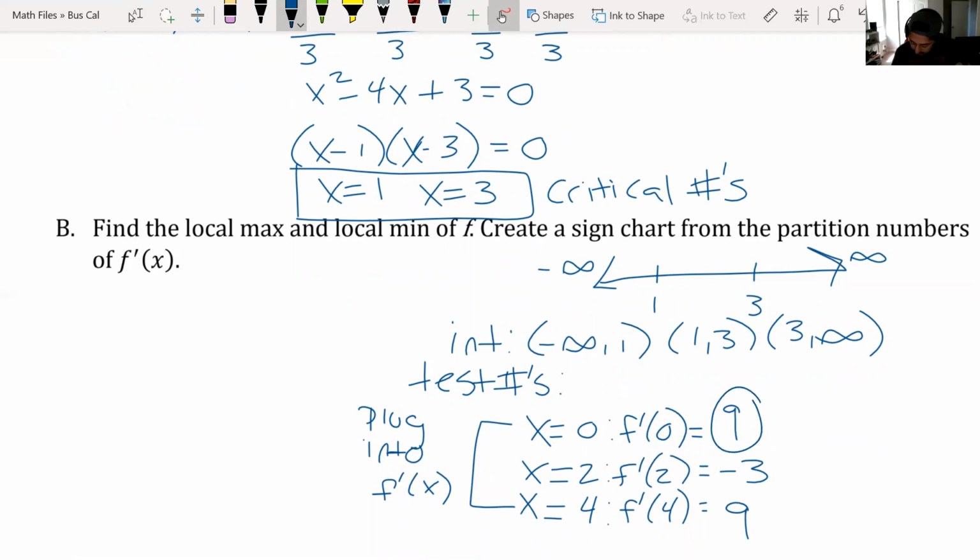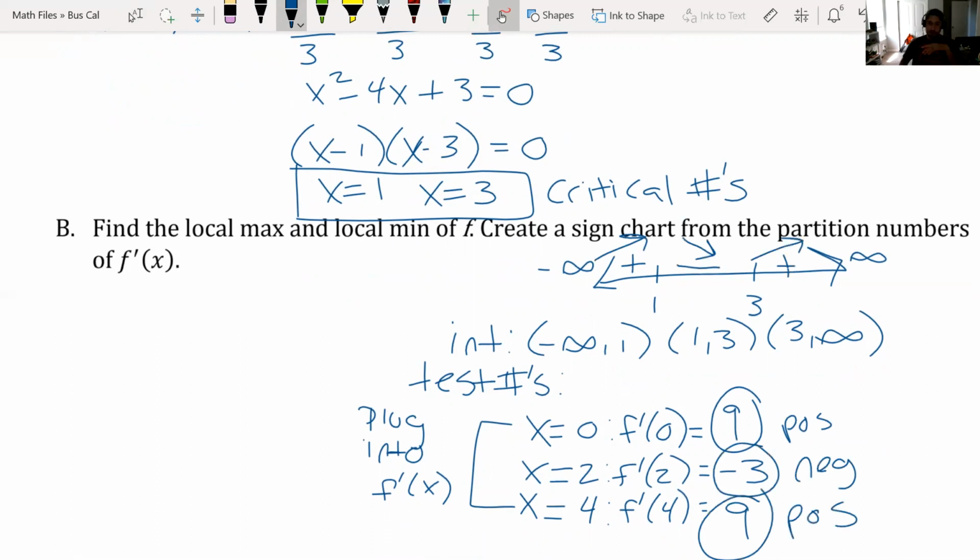So look at 9. This is positive, which means looking at the sign chart, from negative infinity to 1, the first derivative is positive, which means the original function will increase. Look at the second number, negative 3. That is negative. This means on the interval 1 to 3, the first derivative is negative, and we will decrease. And then the last number, 9, positive. From 3 to infinity, the first derivative is positive, which means we increase. Okay, but we're not done.